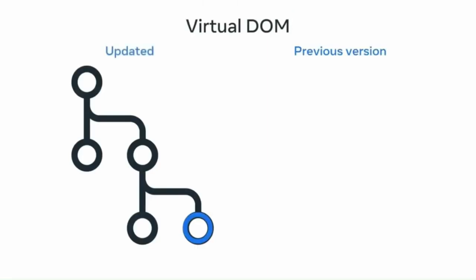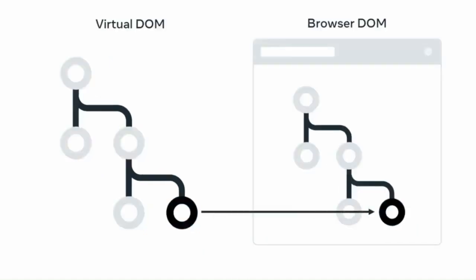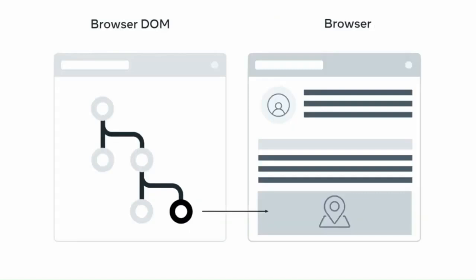Let's break down what happens when you update a component in React. Firstly, the virtual DOM is updated. Then React compares the virtual DOM to the previous version of the virtual DOM and determines which elements have changed. The changed elements and only those elements are updated in the browser DOM. Changes on the browser DOM cause the displayed web page to change.